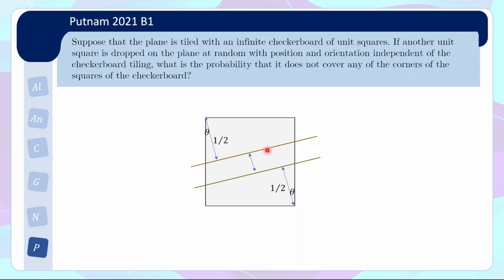This line is actually the bottom of this square that was centered at this corner. So it lies at a distance half away from that corner, inclined at an angle theta here, and this gives the bottom edge of that square. And then the other line is the top edge of the square that is centered at this corner. So it's located at a distance half away from that corner where the blue arrow is inclined at angle theta. And this gives the top edge of that particular square. So we need to find the distance between these two brown lines.